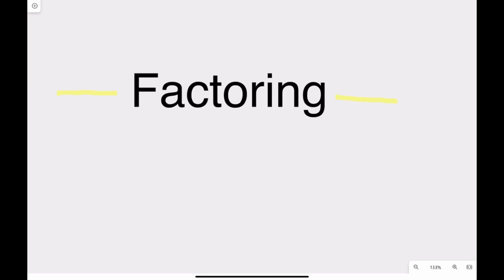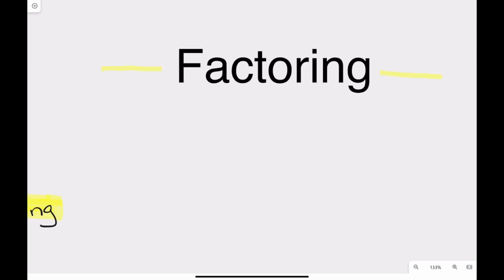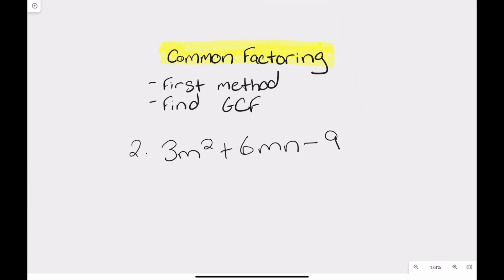Today we're going to be talking about the concept of factoring. Now the first type of factoring I want to talk about is common factoring, and it's the first method you should always try to do when faced with a factoring problem to see if it works, and it consists of finding a greatest common factor or GCF.